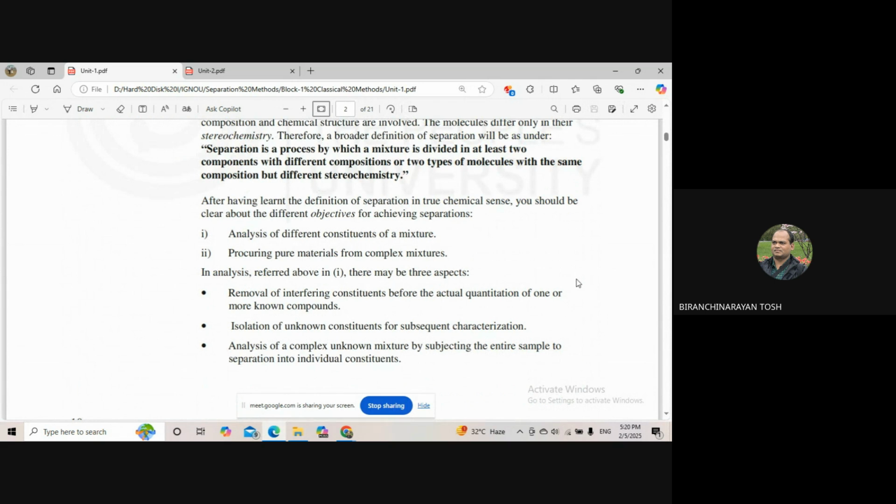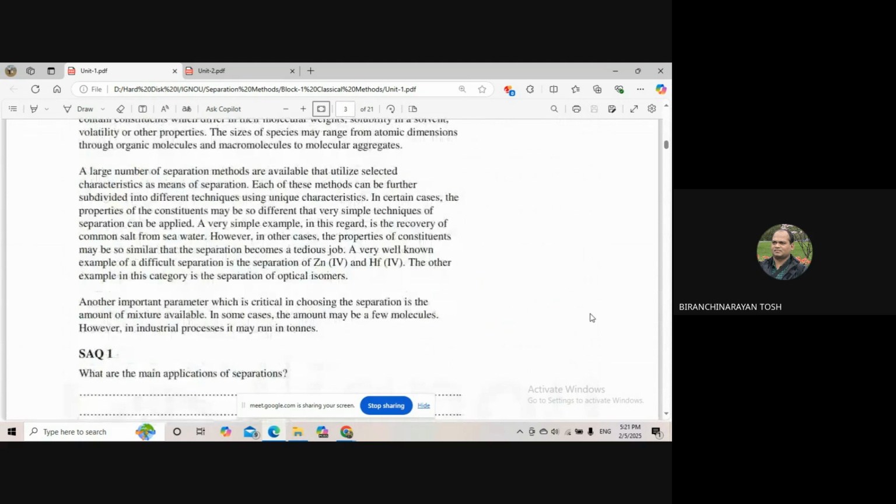So, after knowing the definition, the objective of this subject is to analyze the different constituents of a mixture, procuring pure materials from a complex mixture, and in analysis, we refer above in the first one, there may be three aspects: removal of interfering constituents before the actual quantitation of one or more known compounds, isolation of unknown constituents for subsequent characterization, analysis of a complex unknown mixture by subjecting the entire sample to separation into individual constituents. So, these are the introduction part.